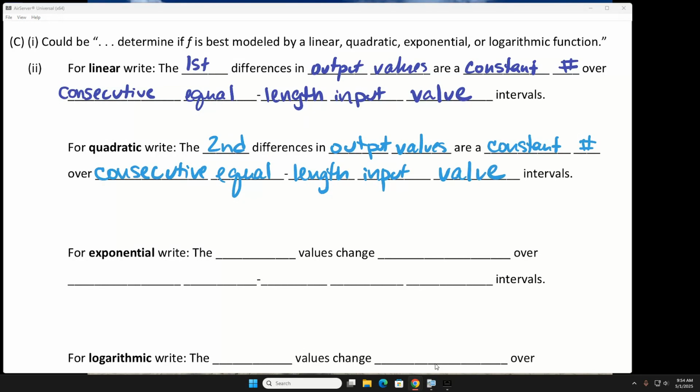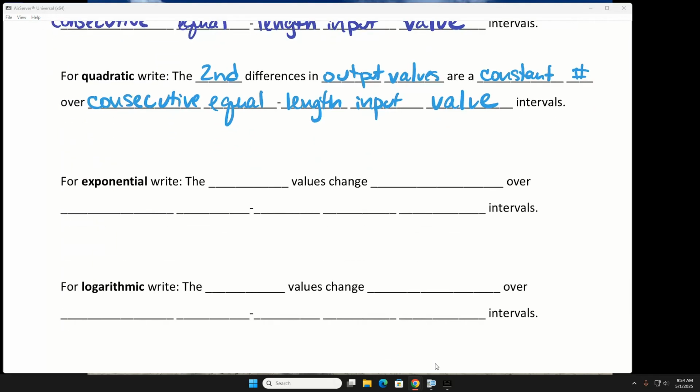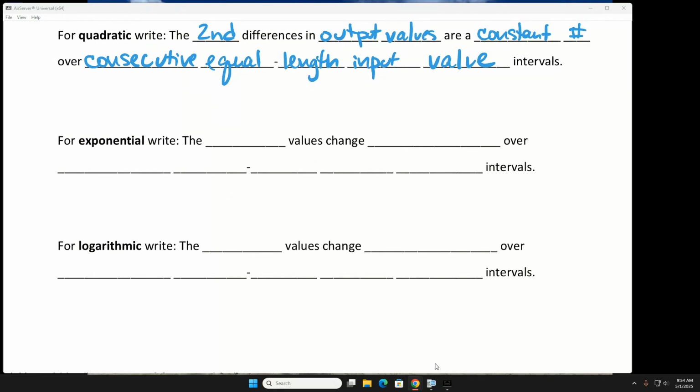So same thing with quadratic, it is the second differences that are constant. Okay, so on exponential, nothing is constant. But the output values change. How do the output values change? Proportionally. That's another word that's not super easy to spell. They probably will have some grace on you. They're not checking your spelling. Just get that point across. All right, and then there's still consecutive equal length input value intervals.